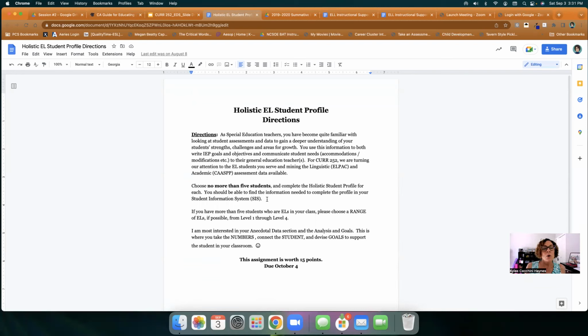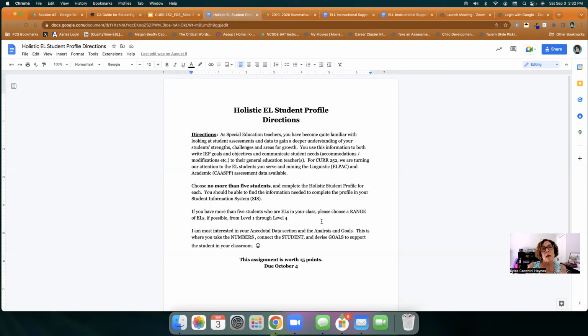All right. So, and I say here, if you have more than 5 students who are ELs, choose a range of English language learners if possible, from an English language learner who might be a level 1, just learning the language, let's say, all the way to a level 4 where they potentially have been redesignated. They might be now exited out of the English language program, potentially. So a range if possible. But again, if you just have 1 student, that's fine too.